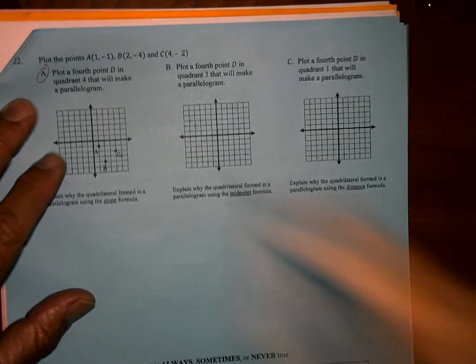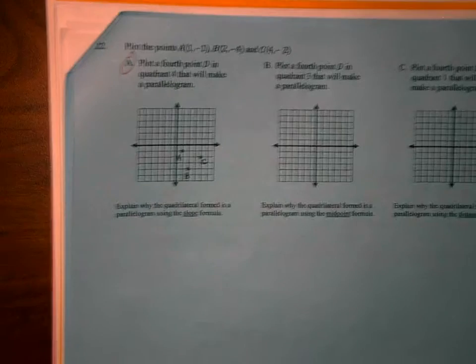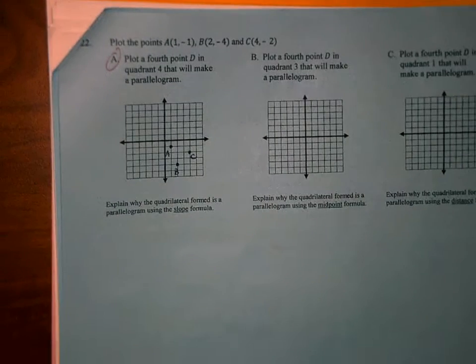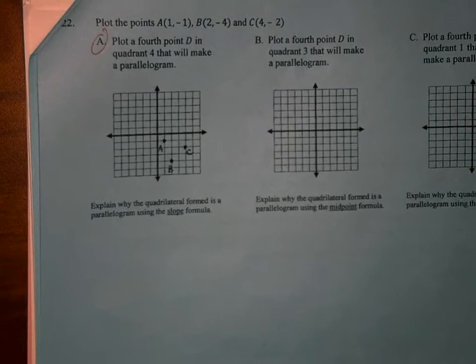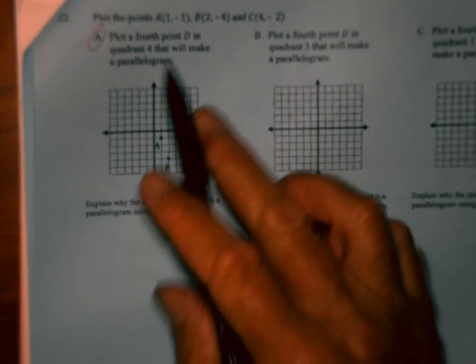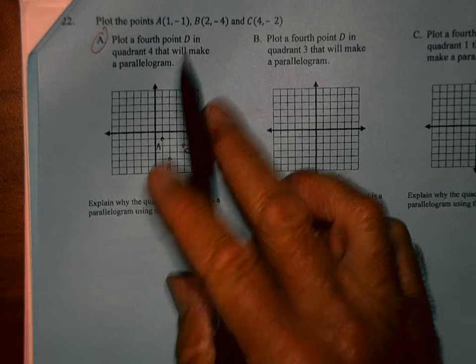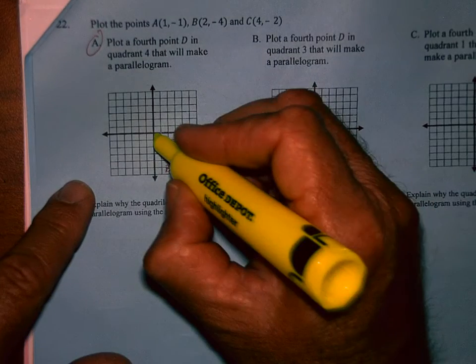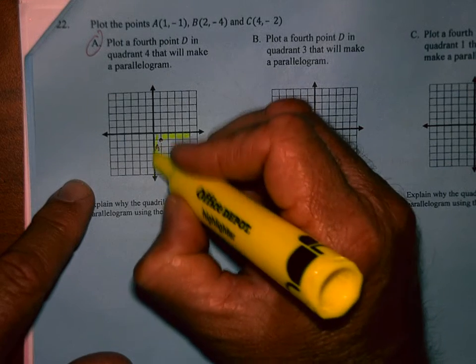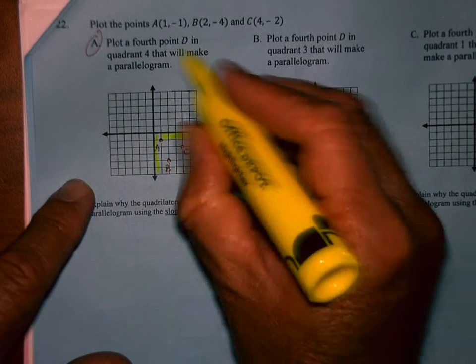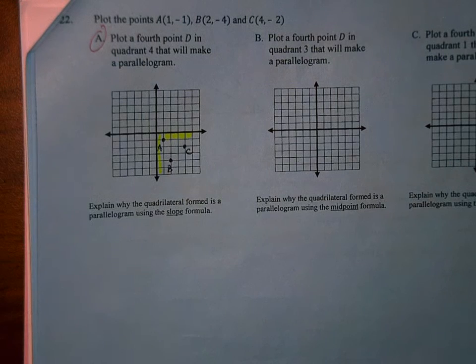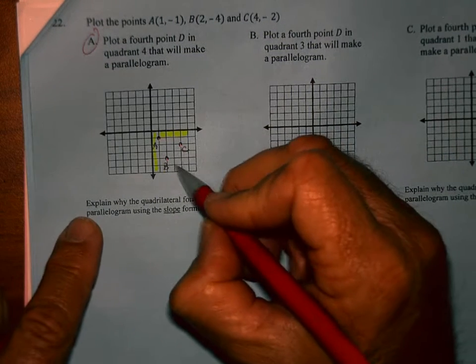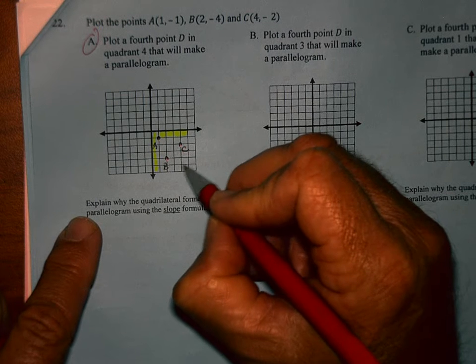I'm going to zoom this in a little bit, so you'll hear a little sound as I zoom it in. And now what we're going to do is, I'll zoom it in just a little bit more. There we go. It says plot a fourth point D in quadrant 4. So we have to plot a fourth point somewhere in this quadrant right here, anywhere in here, that will make a parallelogram. The fourth point you would want to plot would probably be somewhere in this region over here.